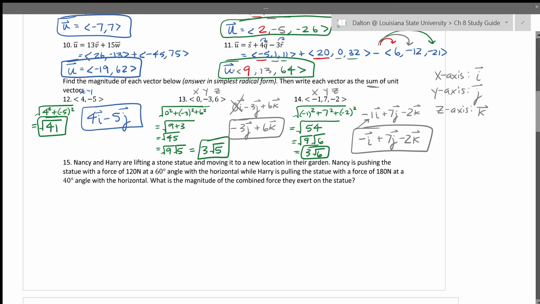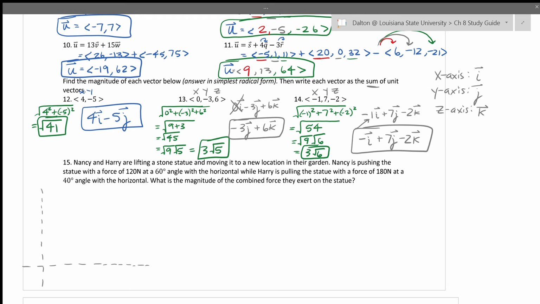It says Nancy and Harry are lifting a stone statue, moving it to a new location in their garden. Nancy is pushing the statue with a force of 120 newtons at a 60-degree angle with the horizontal. Well, if you haven't learned by now, pretty much all of these scenarios can be drawn on a coordinate plane. And the horizontal obviously is talking about the x-axis. And if they ever use the word vertical, clearly it's talking about the y-axis.